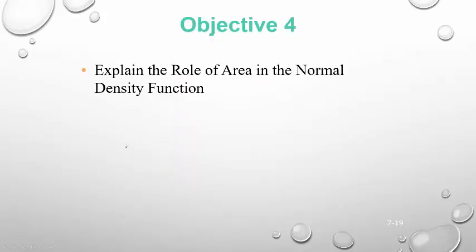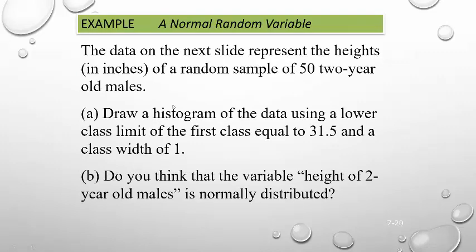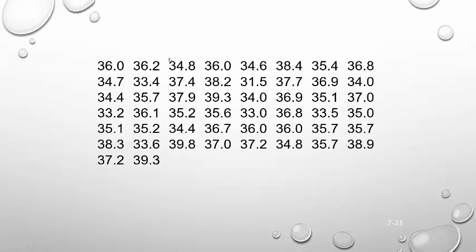Okay. Next thing I want to do, I want to explain the role of area in the normal density function, for the normal distribution. So I'm going to have data on the next slide represent the heights in inches of a random sample of 2-year-old males, so some young kids. I want to do two things. I want to draw a histogram of the data using the lower class limit of the first class equal to 31.5 and a class width of 1. And then, do you think that the variable height of a 2-year-old male is normally distributed? So here's the data.